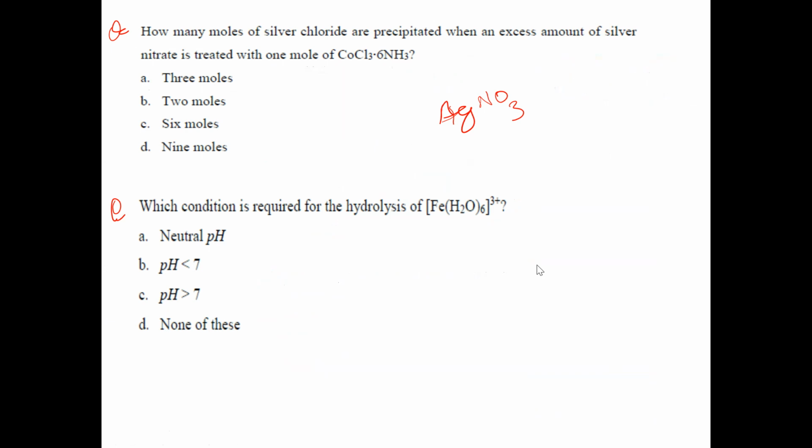Okay, so let me explain. First, I will read the question, second also. Which condition is required for the hydrolysis of this hexa aqua complex with iron? Neutral pH is required, less than 7 pH or acidic pH, you can say. Acidic medium is required, basic medium is required, or none of these.